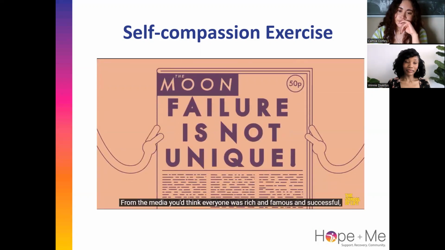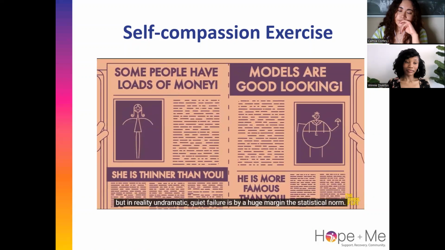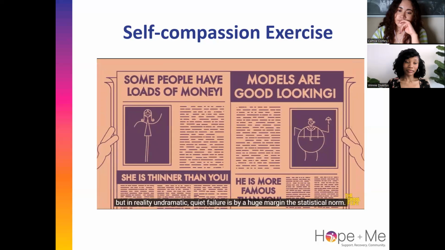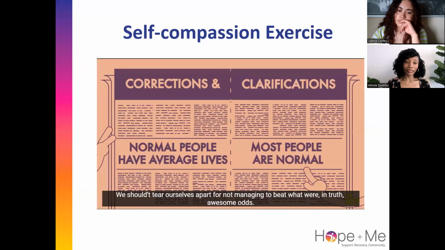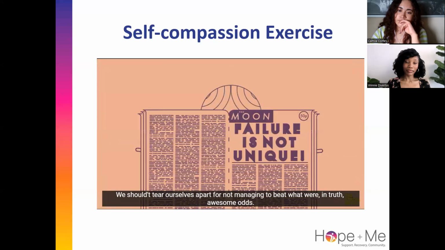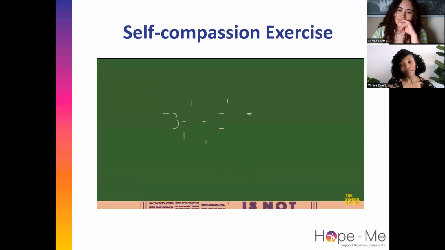From the media, you'd think everyone was rich and famous and successful. But in reality, undramatic, quiet failure is by a huge margin the statistical norm. We shouldn't tear ourselves apart for not managing to beat what were, in truth, awesome odds.